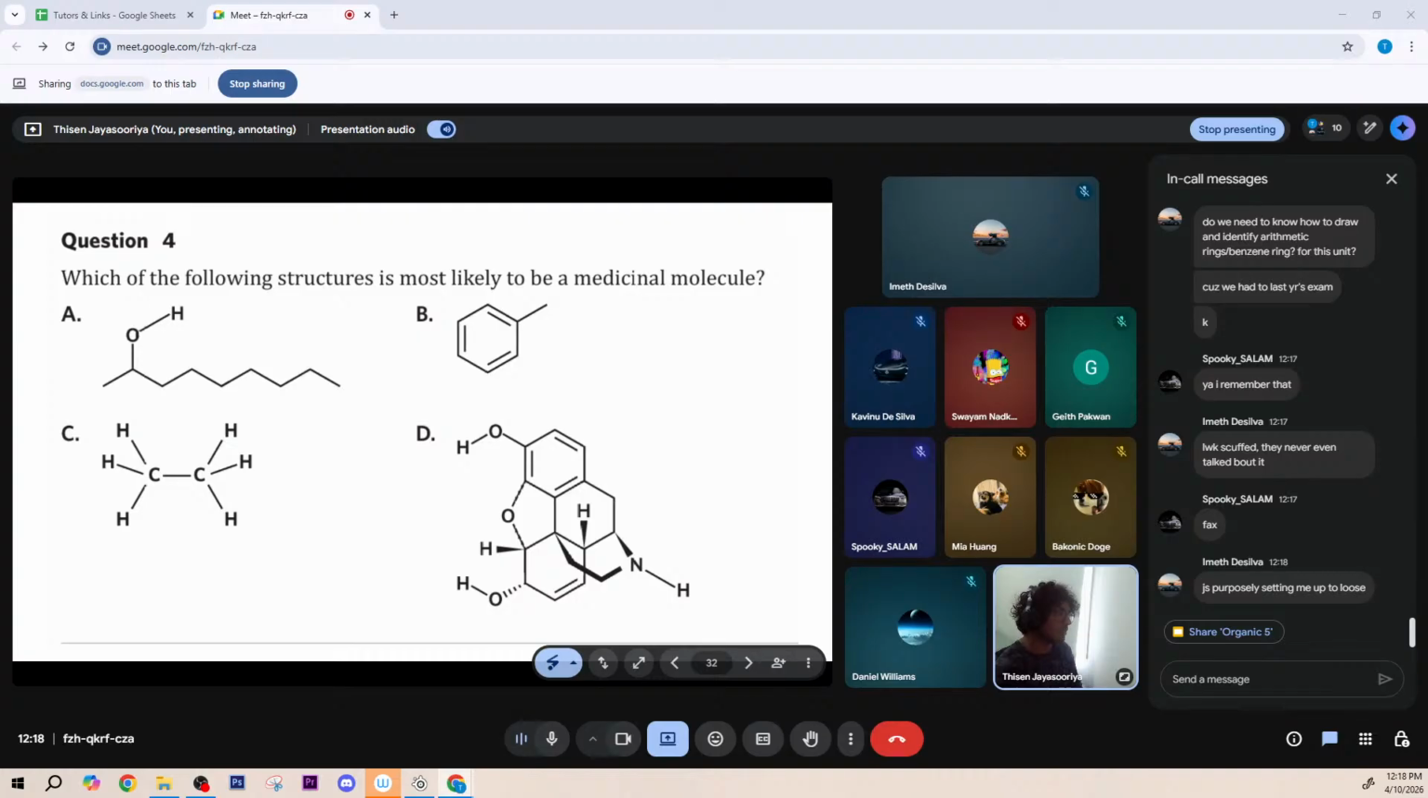So here, which one of the structures is most likely to be a medicinal molecule? Is it A, B, C, or D? This one here we call toluene.